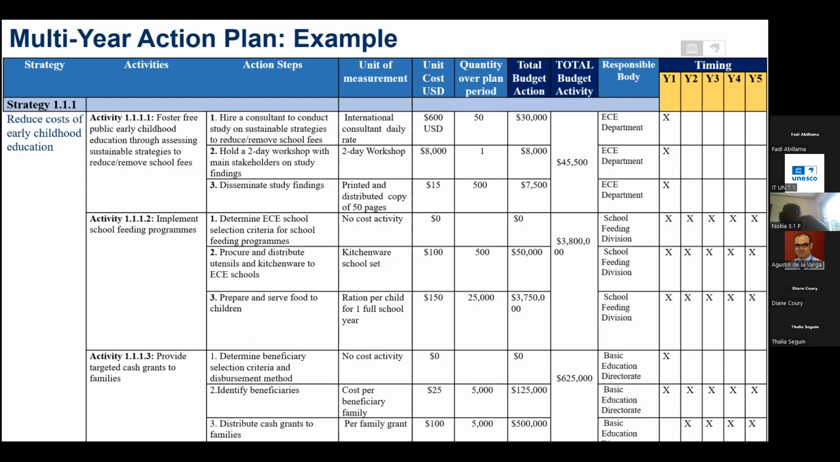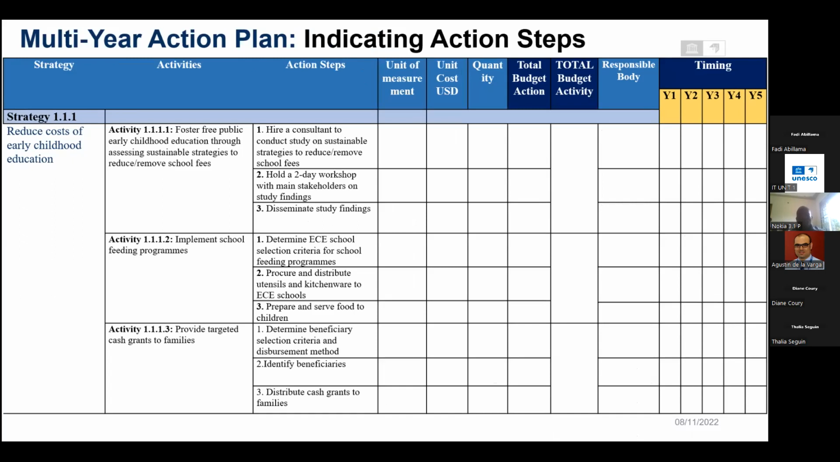As well, we have the person responsible for the implementation, as well as the timing over the five-year period. So you will need to indicate when the activity will occur. Now we will go together through a step-by-step process on how to fill in that template. It's quite straightforward, and it's a little bit like the result matrix. You need to go back to your priority program and take the strategies and activities and put them in the relevant boxes here. The next step is to break down each activity into detailed actions.